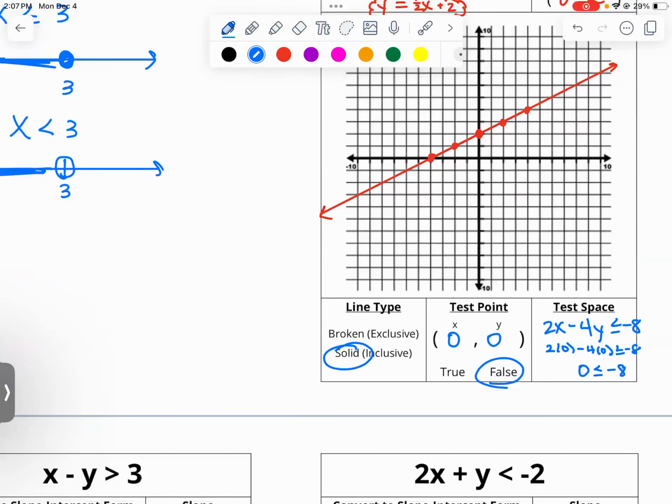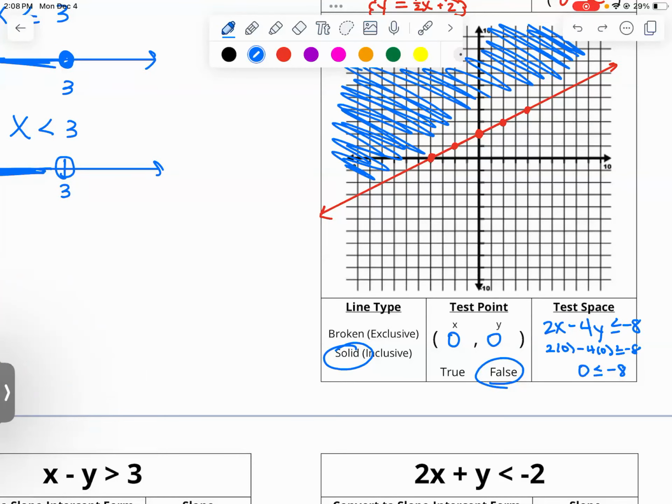So here is 0, 0. Is it a solution? No, it is not a solution. It did not work, which means we need to color. We need to shade in the other side to show that all of these coordinates are solutions. All of them.